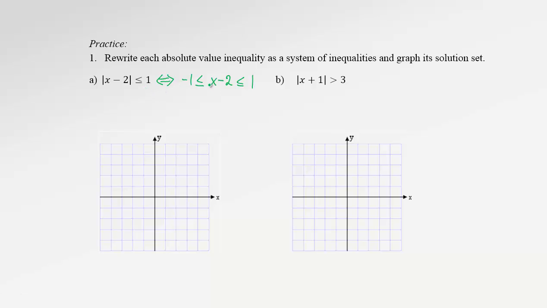If you don't remember this fact, check one of the previous videos on absolute value inequalities. And then we can solve this system of inequalities by, for example, adding 2 to all three sides. So the x by itself would be enclosed by -1 plus 2 is 1, and 1 plus 2 is 3.